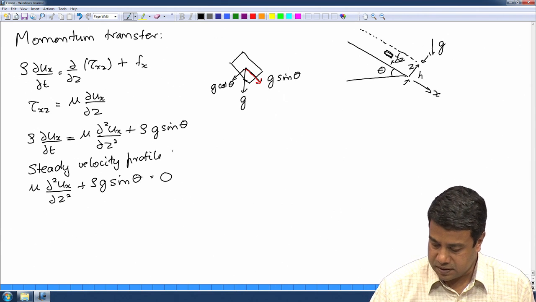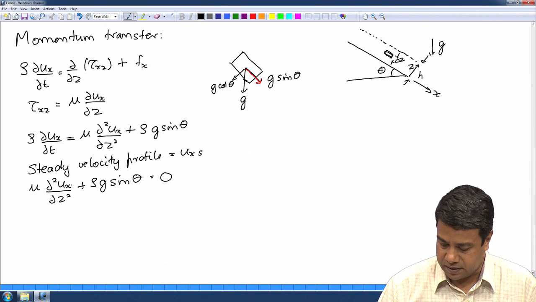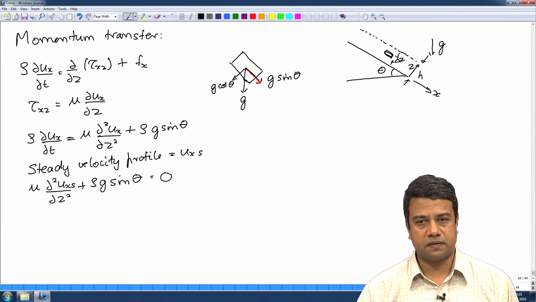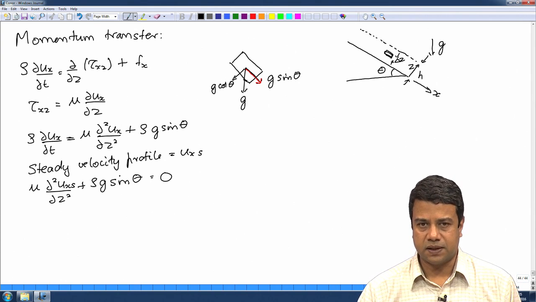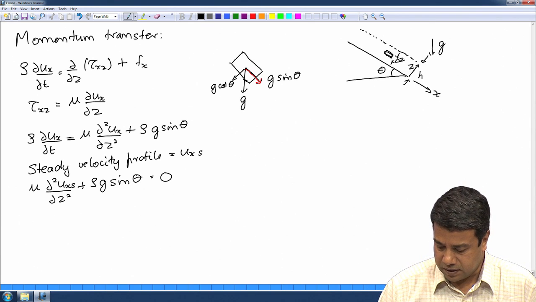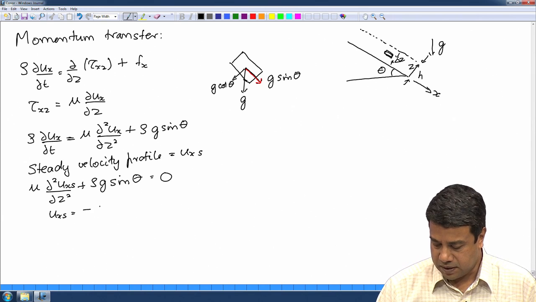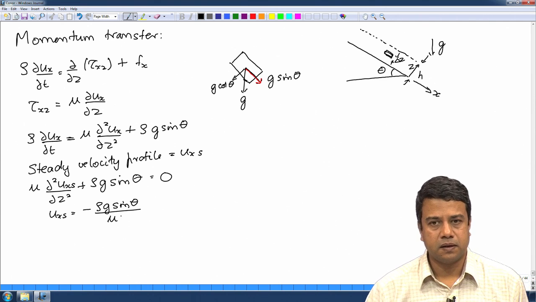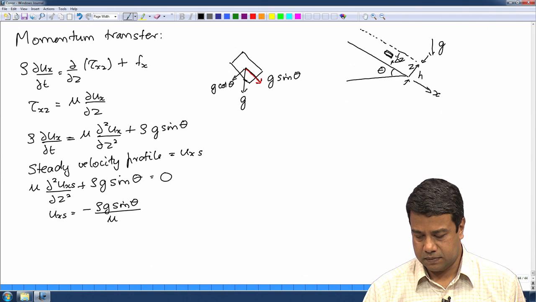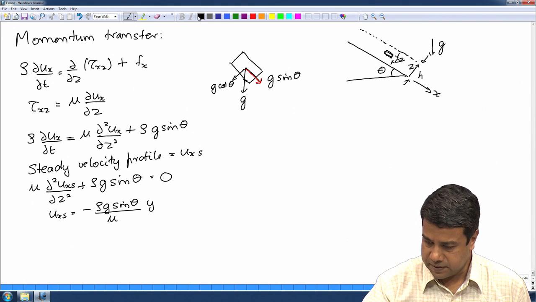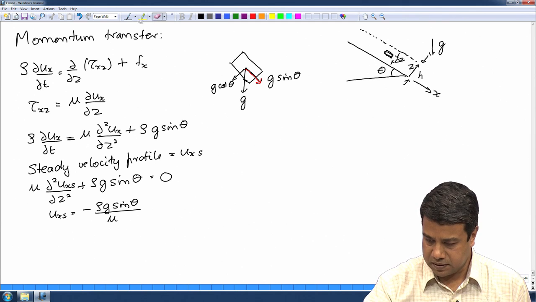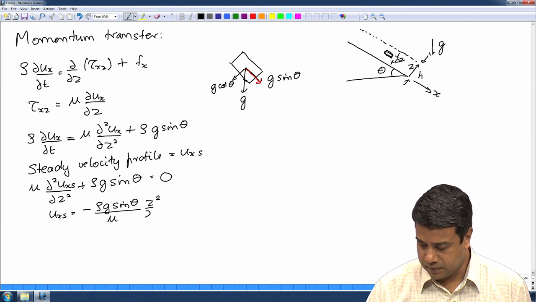I will call that u x steady, the steady part of the velocity in the x direction. This equation can be solved quite easily. You will get that u x steady is equal to minus rho g sine theta by mu into... I have to integrate it 2 times with respect to z. So, I will get z squared by 2 plus C 1 z plus C 2.